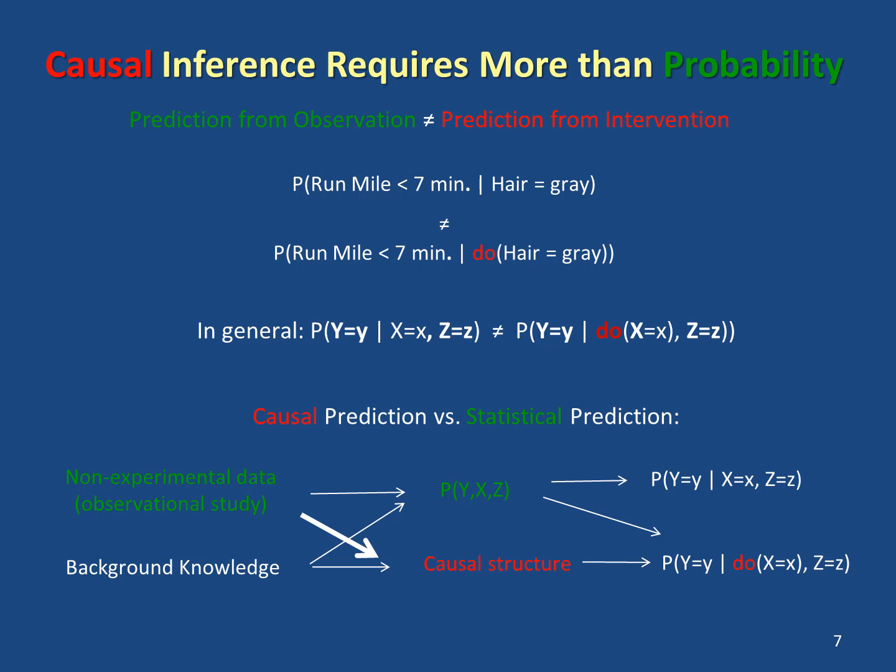In general, the conditional probability of y given x and z is not always the same as the probability of y given I've done something interventionally to x and observed z. So if I'm trying to predict causally versus statistically, I need to know more.